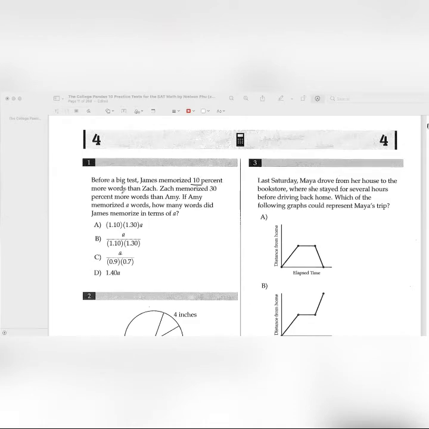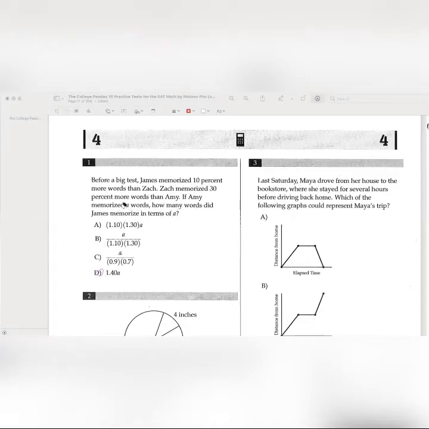James memorized 10% more words than Zach. Zach memorized 30% more words than Amy. Amy memorized a words. How many words did James memorize? I feel like this one's pretty easy. So it would be D, right?